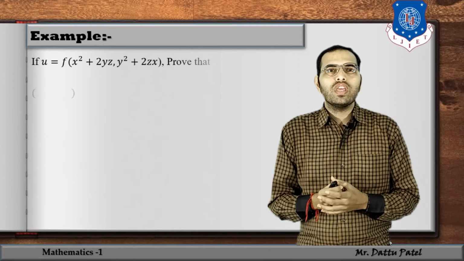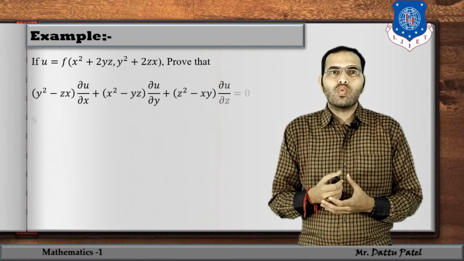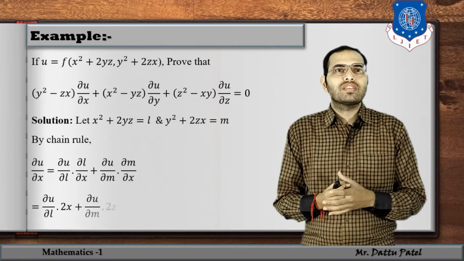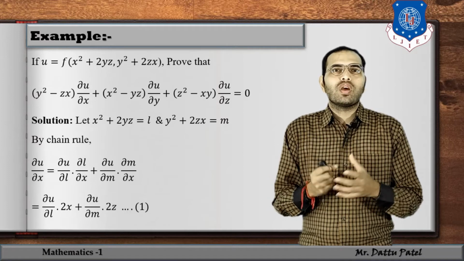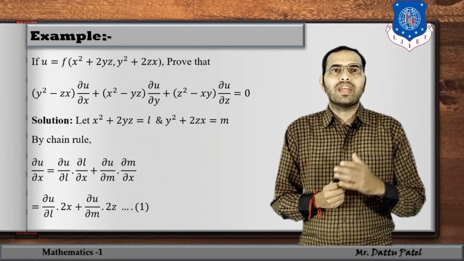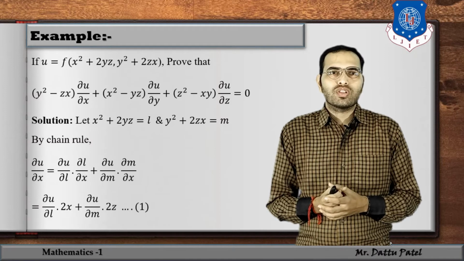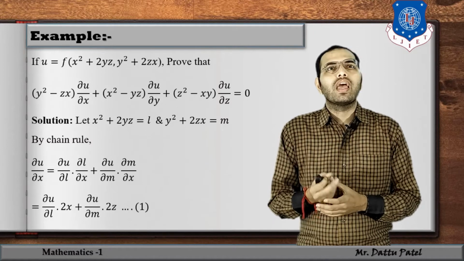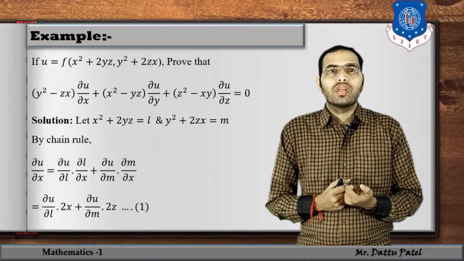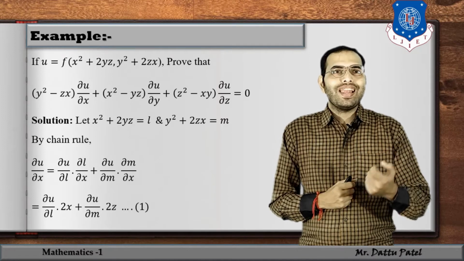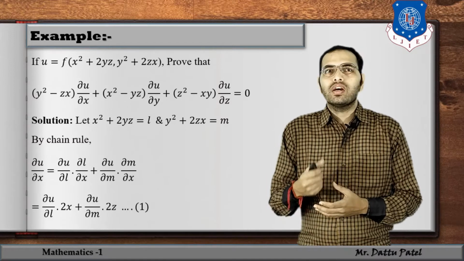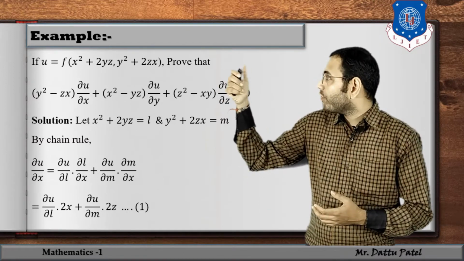Let's see the first example. If u equals f of (x² + 2yz, y² + 2zx), then prove that (y² − zx) ∂u/∂x + (x² − yz) ∂u/∂y + (z² − xy) ∂u/∂z = 0. In such kind of example, we don't have a function, so we first assume l = x² + 2yz and m = y² + 2zx. Here our function becomes u = f(l, m).